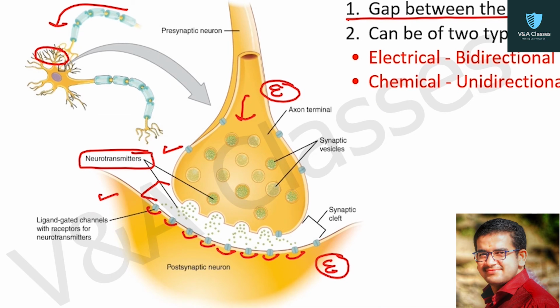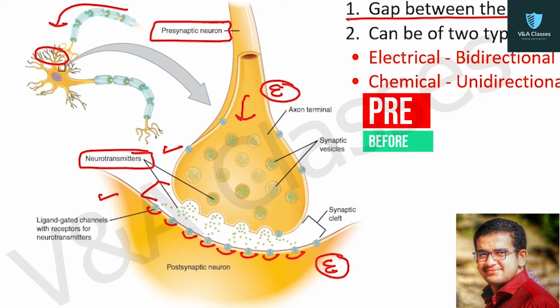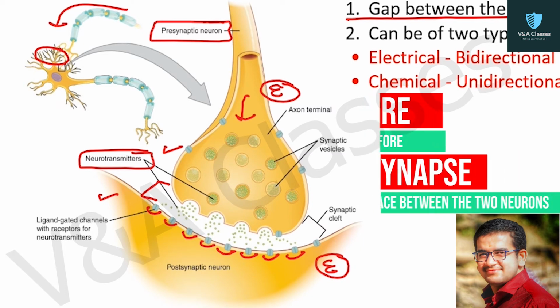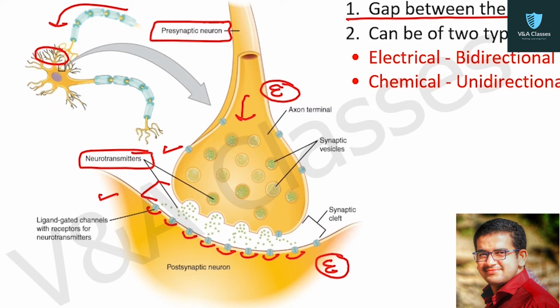So now let's see what are the parts of the synapse. The first neuron from which the impulse is being carried is called the presynaptic neuron. If we break this word, pre means before and synapse means the space between the two neurons. So this neuron is before the space, so it is called the presynaptic. Similarly, the neuron which is after this space is called the postsynaptic, and the gap between these two is called the synaptic cleft.